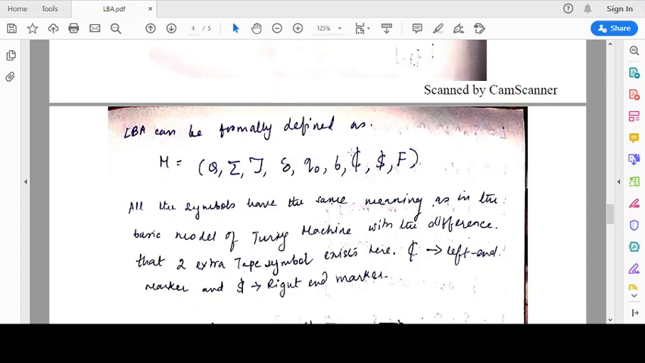This C is actually the left delimiter, delimiting the left part of the Turing machine tape, and the dollar sign is the right-hand marker or right-hand delimiter, which is constraining the right portion of the input tape.